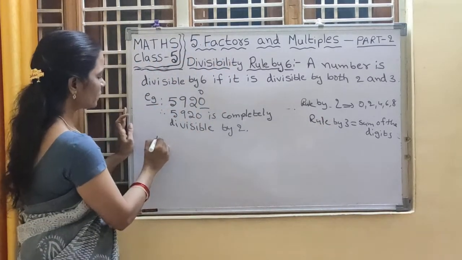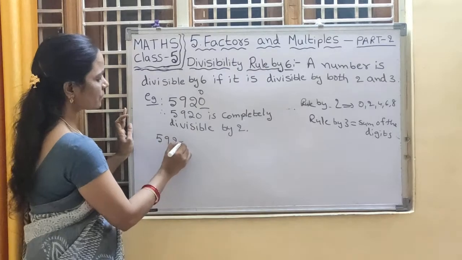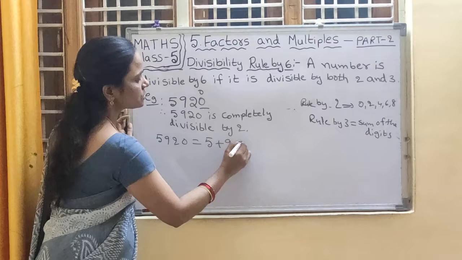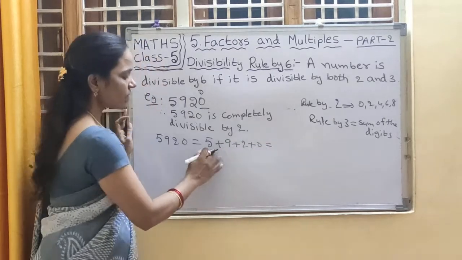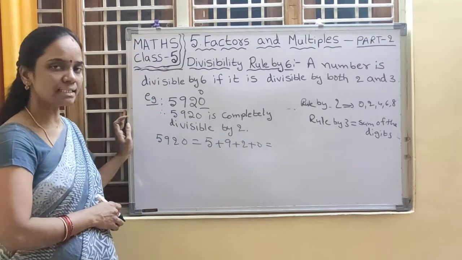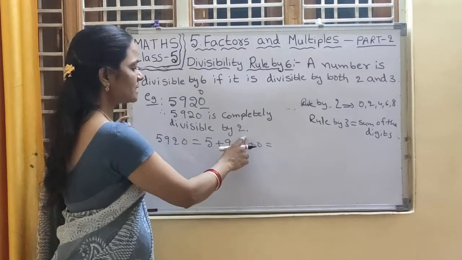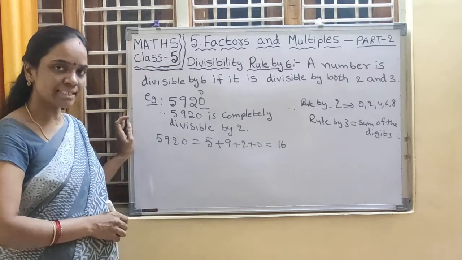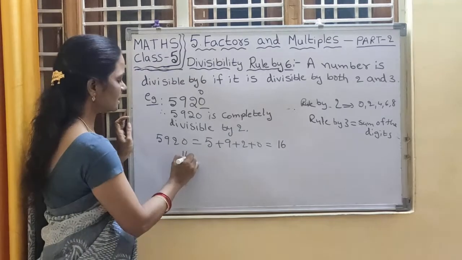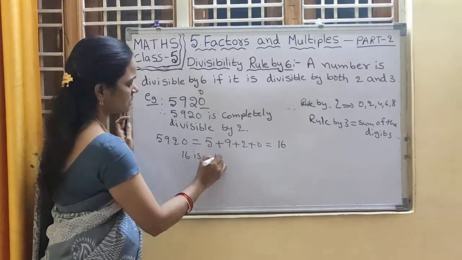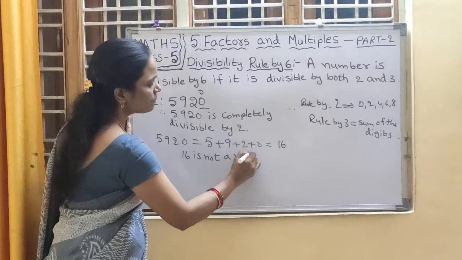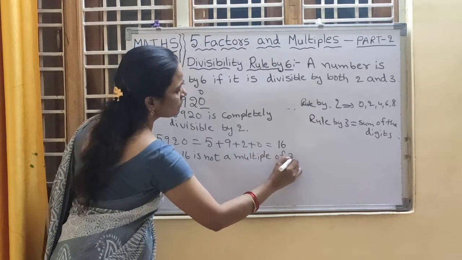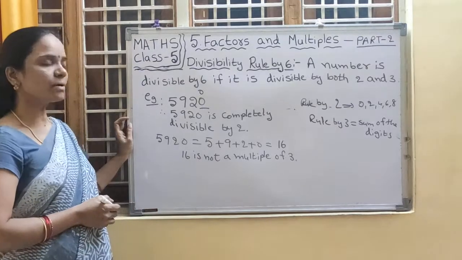Now check the divisibility rule by 3. So what we have to do? We have to take the sum of all the digits. 5 plus 9 plus 2 plus 0. 5 plus 9, how much, children? 5 plus 9 is 14. 15, 16. 16. In the 3 table do we get 16, children? No. So 16 is not a multiple of 3.